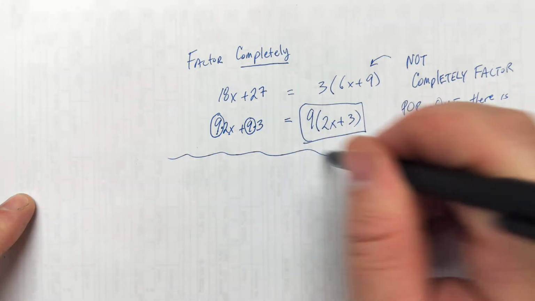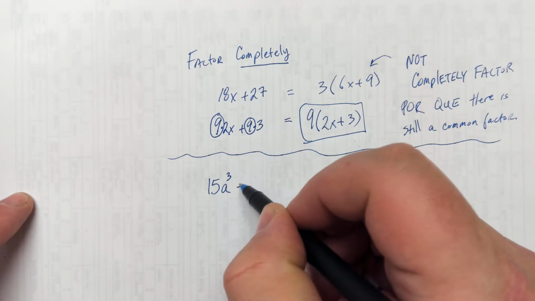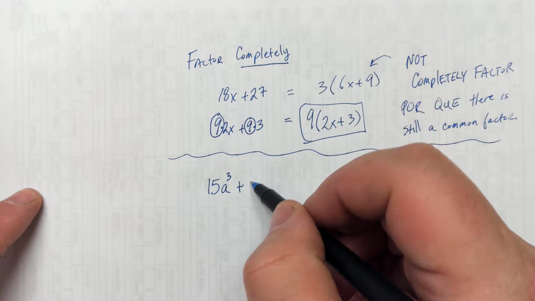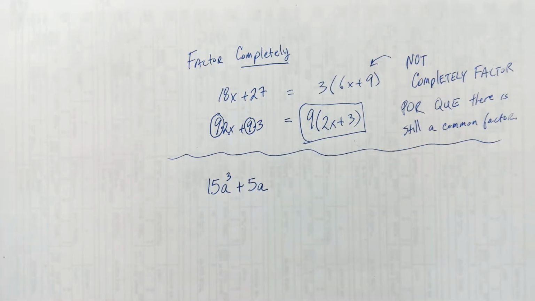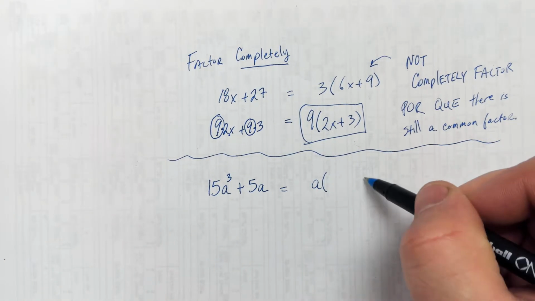A? Yeah. Okay. Let's do 15a cubed plus 5a. So when you look at these, you have to think, what do the terms have in common, or what is the common factor they share? Or you could say, what was distributed to that? You see that they both have an a. So we're definitely going to be able to take an a out. For sure.